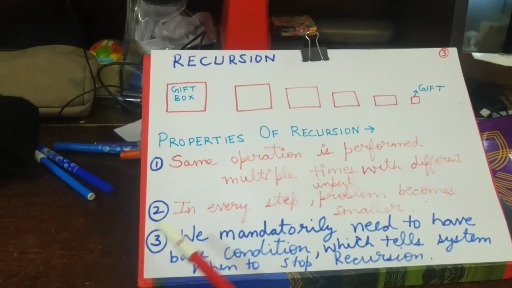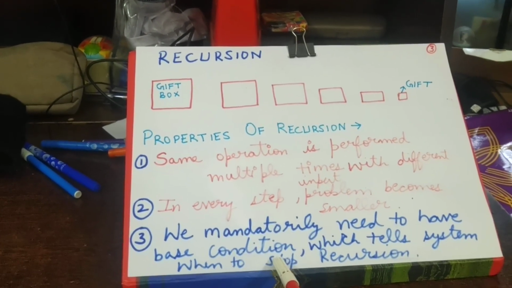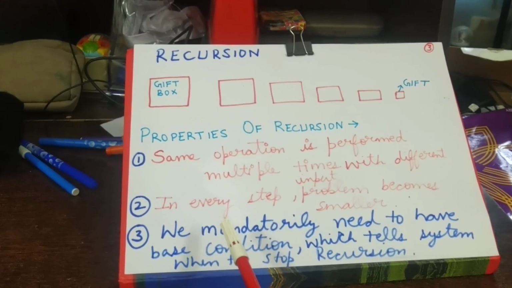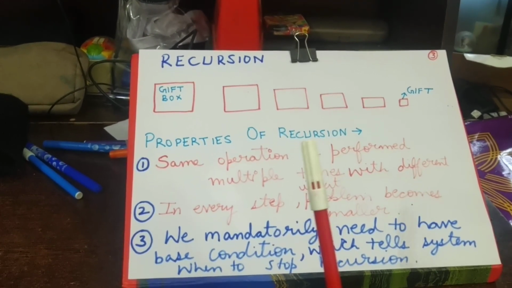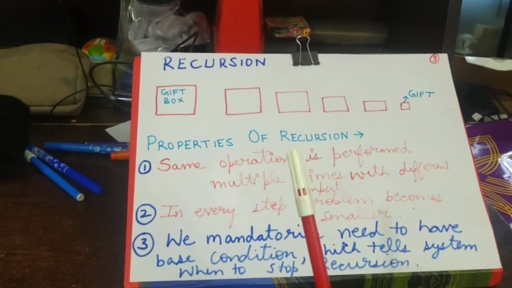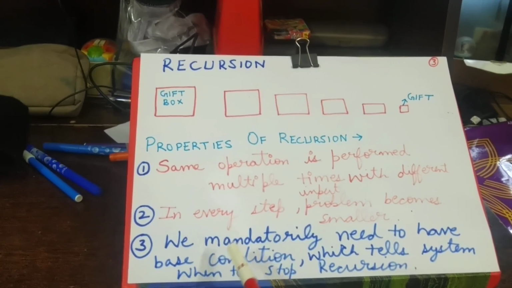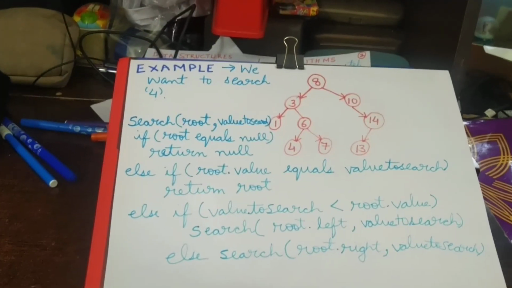Third, we mandatorily need to have a base condition which tells the system when to stop recursion. We mandatorily need a base condition so that we know when we have to stop the recursion. We need to have a base condition which tells the system when to stop recursion.